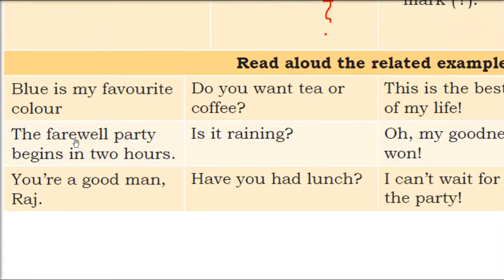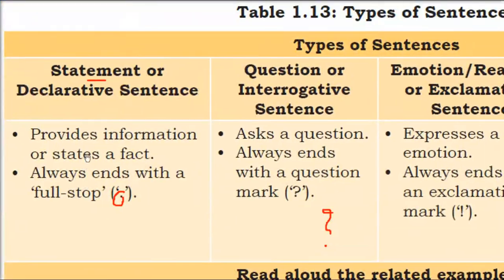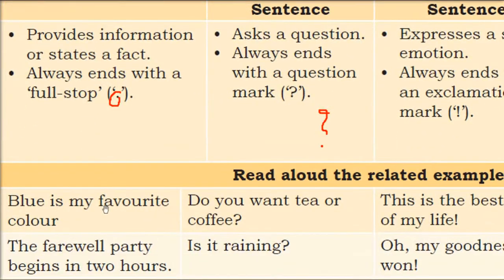Take few more examples. So I am taking the statement or declarative sentence. Blue is my favorite color. The farewell party begins in 2 hours. You are a good man, Raj. Okay. So this is just a statement or a declarative sentence.